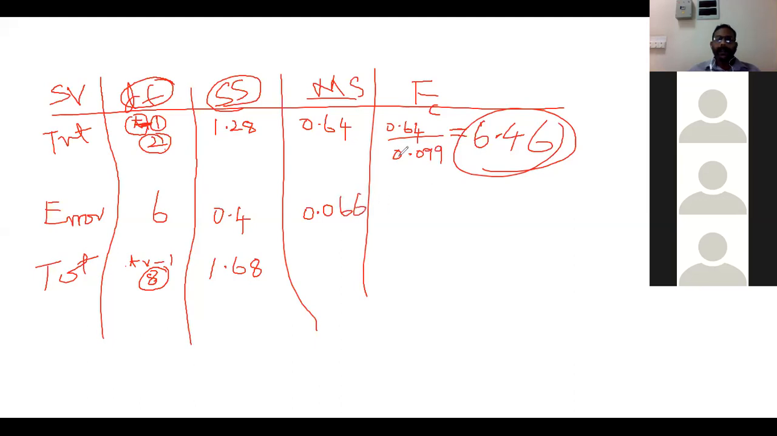So with this value 0.066, what is the value here? 9.69. Right. So this is our F calculated value. Actually, we need this for the decision making process.